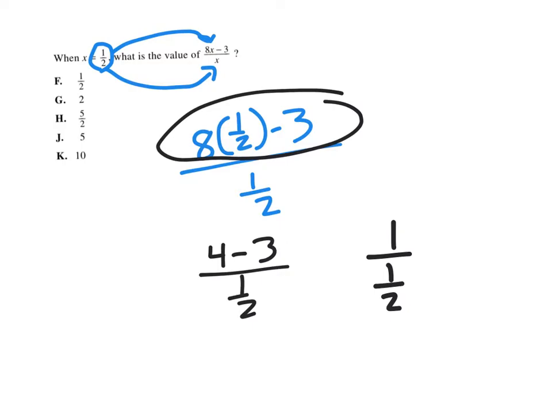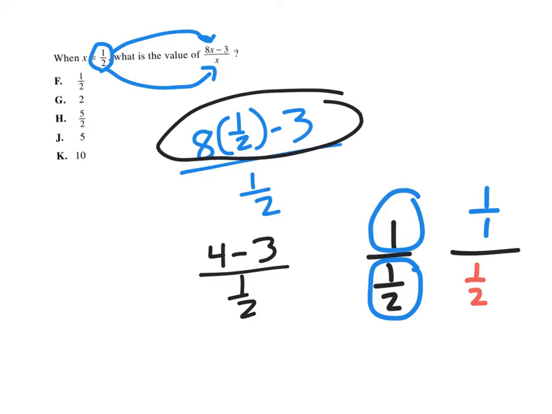So now sometimes these fractions can get a little tricky. What I normally like to do, since I have a fraction in the denominator, is also make a fraction in the numerator. So I can make the number 1 a fraction by putting it over 1. So that makes it 1 over 1 over 1/2.